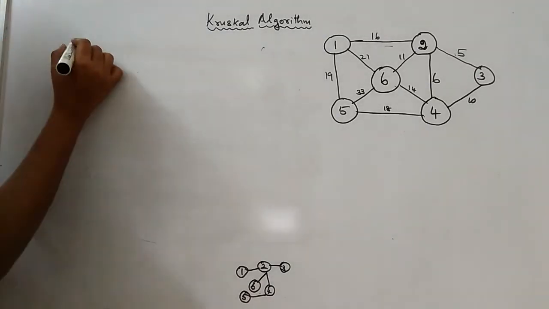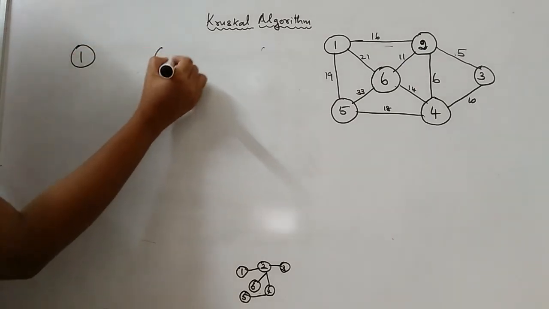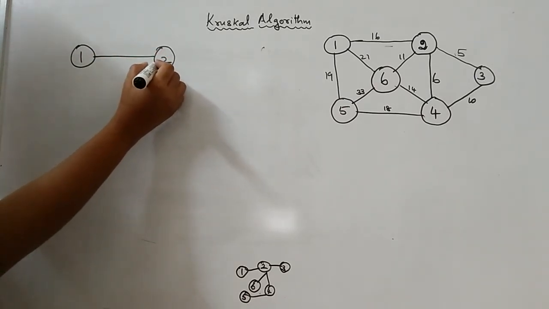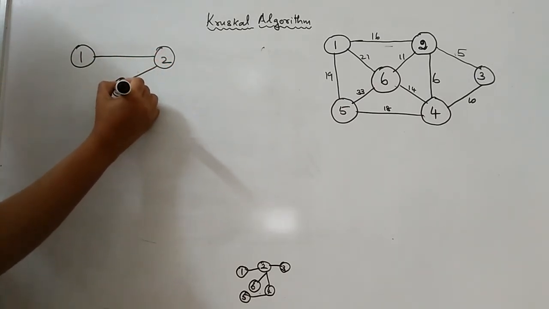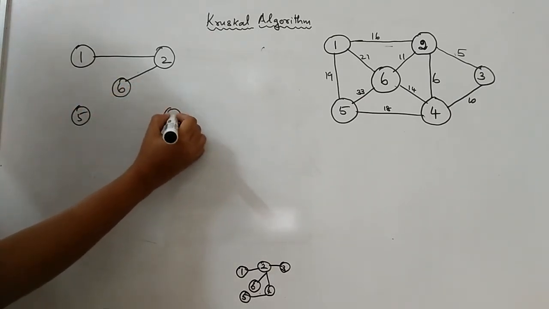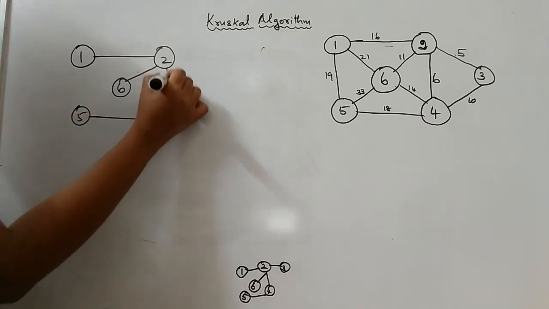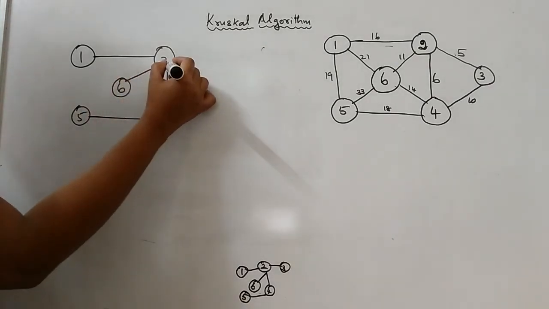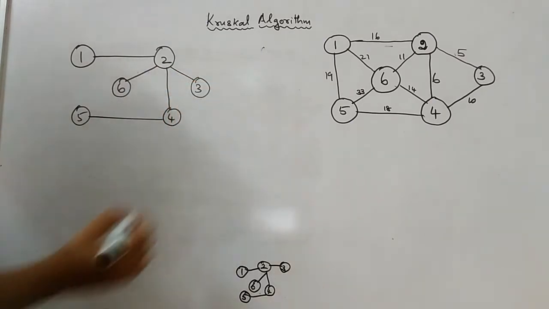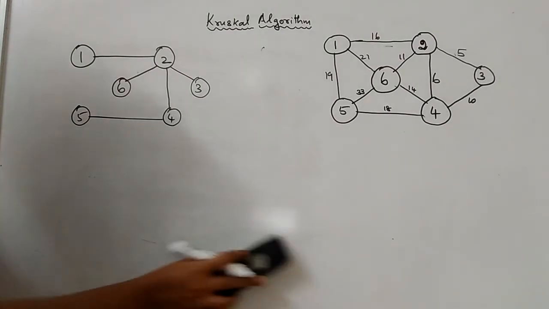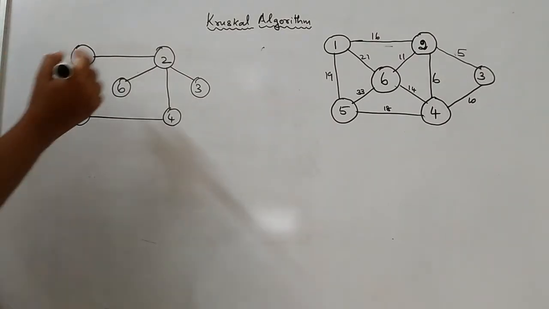I'm just drawing that one here and 2, connect these things, right? So here you are having 6 and then 5, 4, connect it, then you are going to have 3 here. So you can see here, this is the spanning tree of minimum cost. You can just check it out.